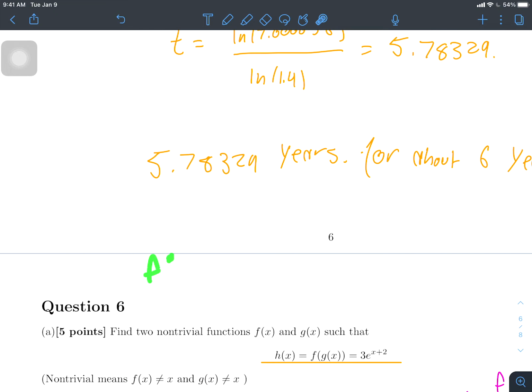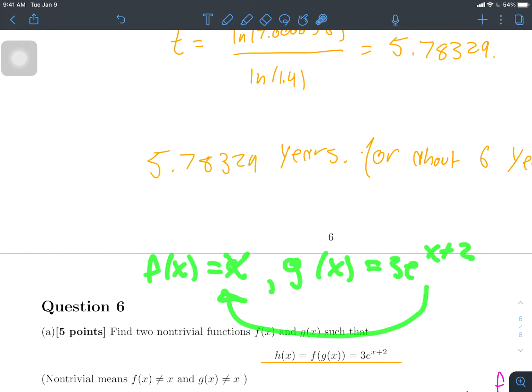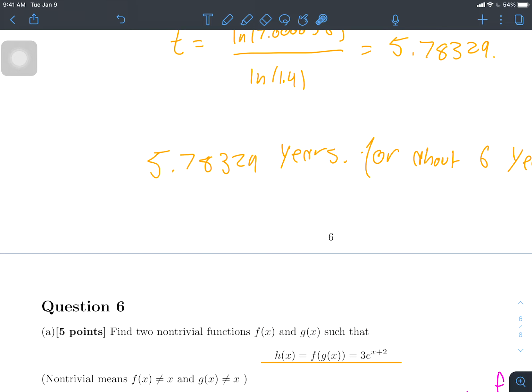Well, if you choose f of x equals x, then you can just say g of x is just the function 3e to the x plus 2. And then you plug in 3e to the x plus 2 for x in f, and you get this equation. But this is sort of trivial in the sense that you just made one of the functions do nothing, and then the other function does all the work. So I want you to come up with two functions such that one of them does some amount of the work and the other one does the rest of the work.